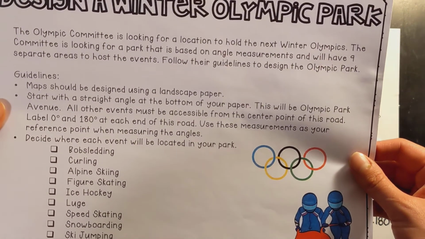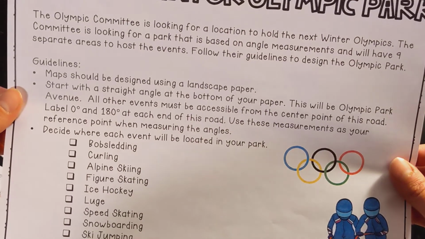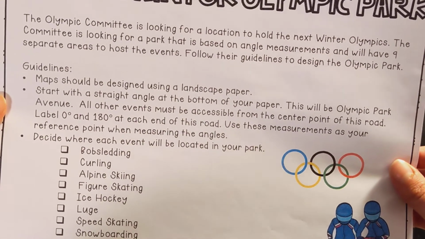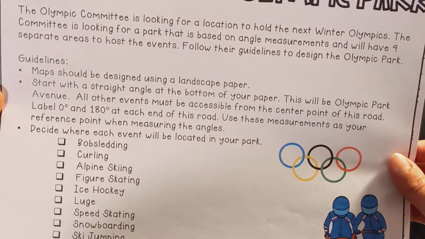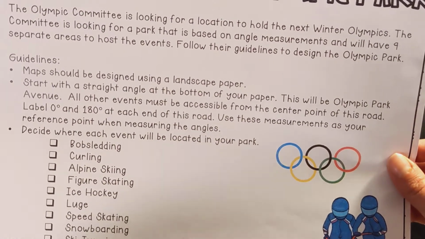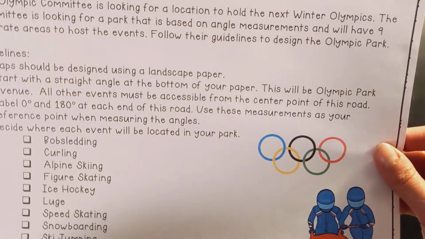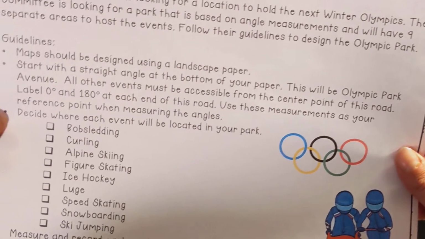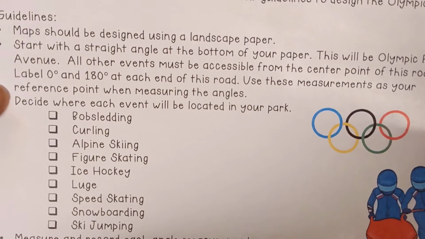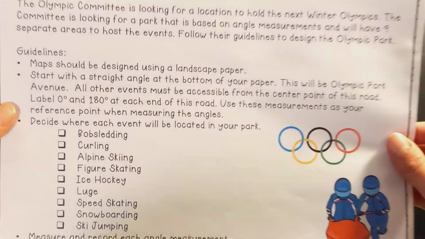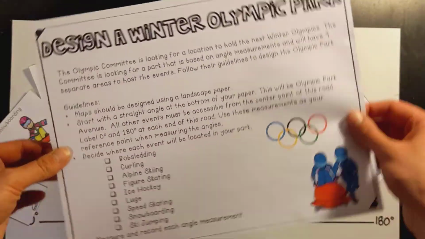The Olympic Committee is looking for a location to hold the next Winter Olympics. The committee is looking for a park that is based on angle measurements and will have 9, you can do 5, separate areas to host the events. Follow their guidelines to design the Olympic Park. Guidelines. Maps should be designed using landscape paper. That just means the paper is long instead of tall.